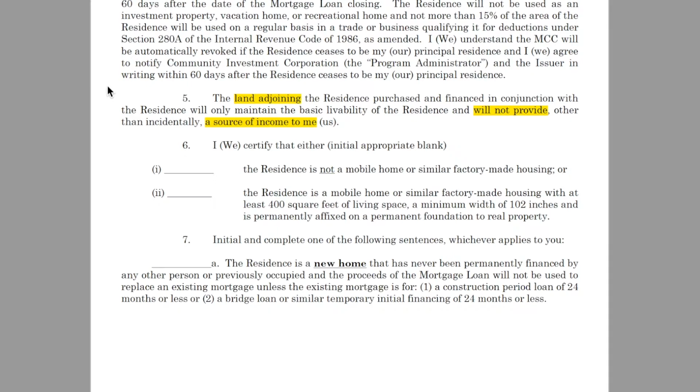So number 4 states that the property that you're purchasing is intended to be used as your principal place of residence. This means it will not be a second home, a summer home, a vacation home, or an income property. You intend to live there. And number 5 says the same goes for the land that the home sits on. So any yards or any acreage that it comes with is intended for your residential purposes only.